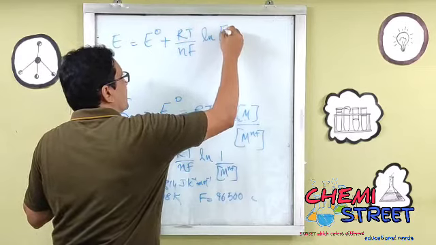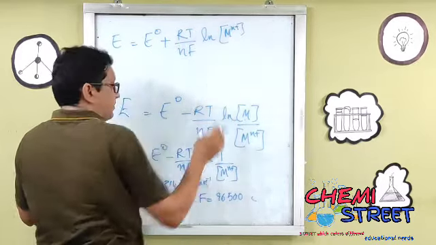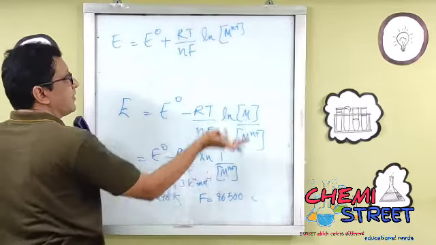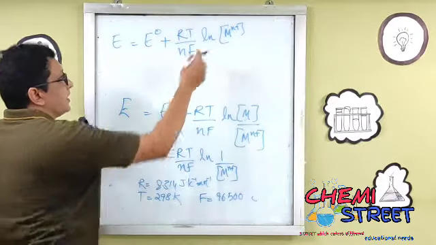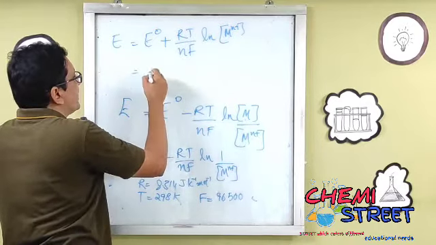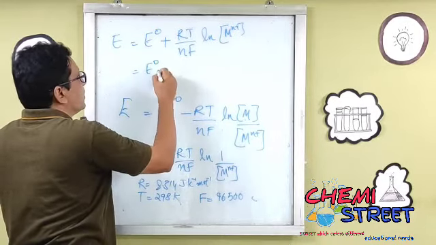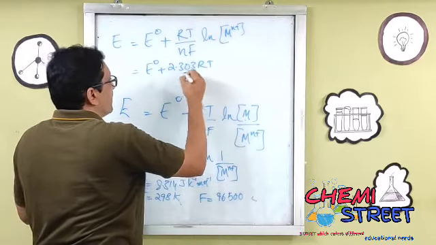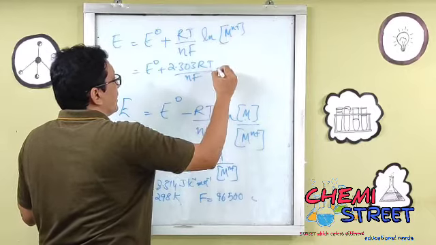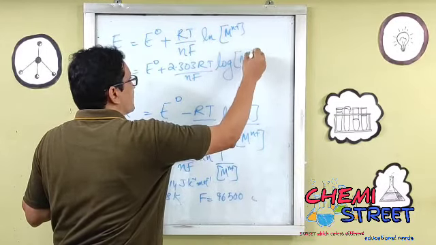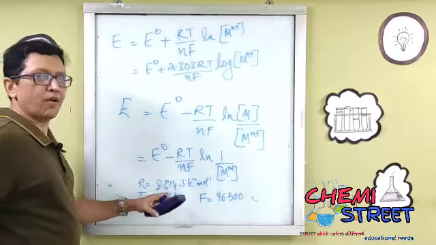It is Mn plus. Remember, we have changed this denominator. The value of the denominator becomes the numerator, and the sign changes from minus to plus. This is natural logarithm, so you are changing the value of natural logarithm also. So what will you get? The value of E0 plus 2.303 RT by NF log Mn plus.